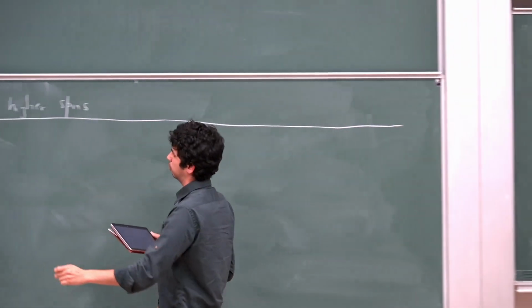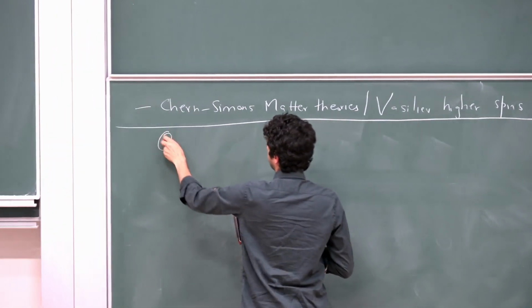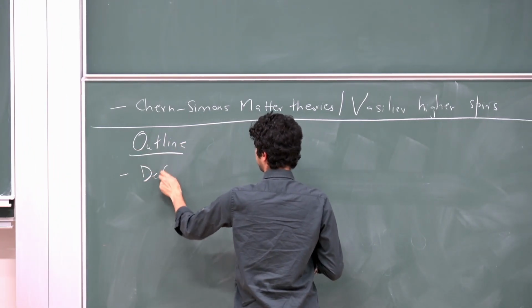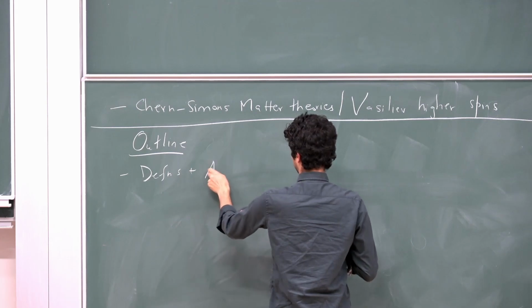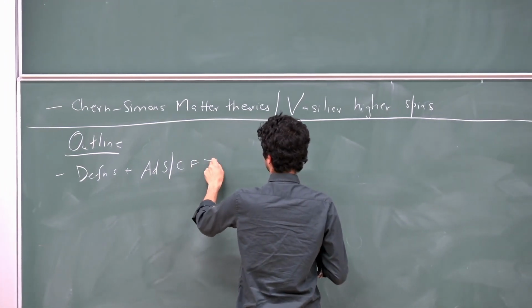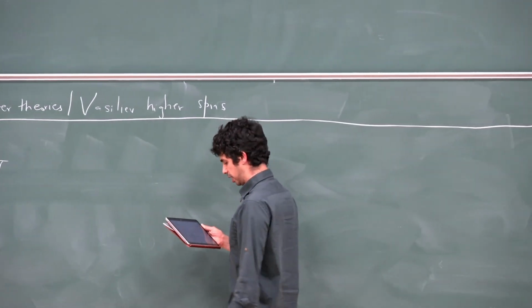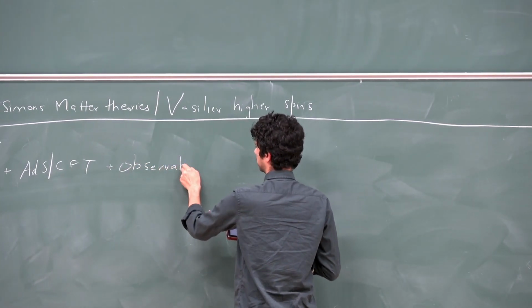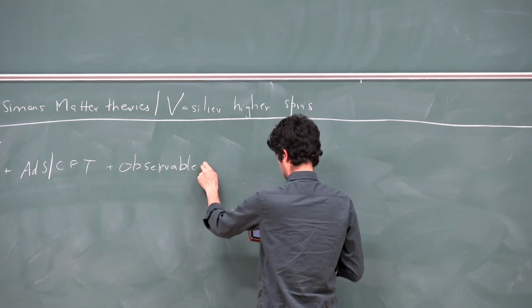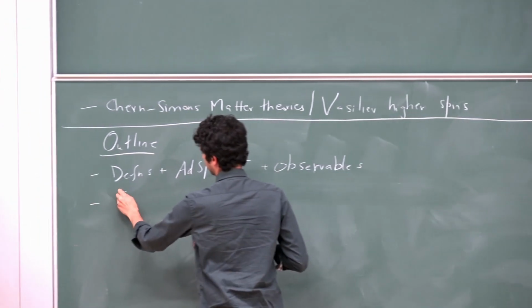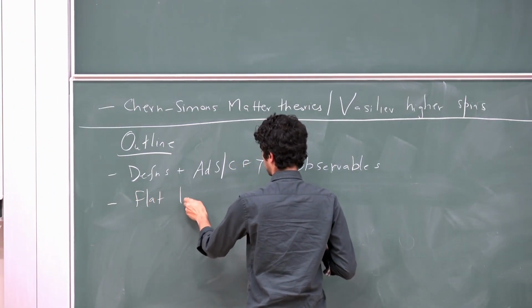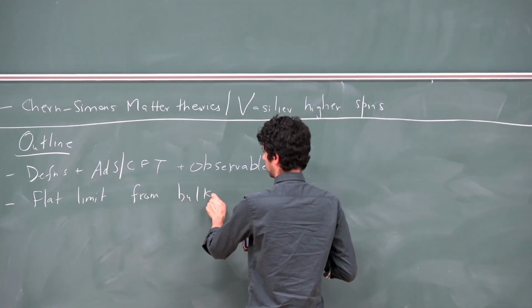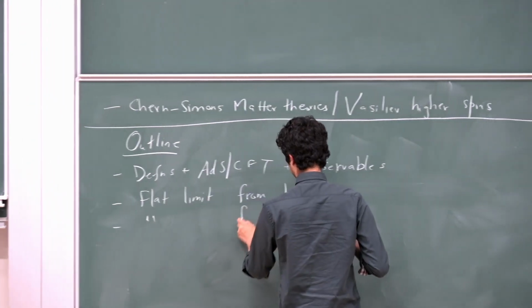Let me start with the outline. So first I'll define everything, and then I'll review a few basic facts about AdS/CFT, and then tell you how we compute observables here. And then I will tell you about the flat limit from the bulk perspective, and finally from the boundary perspective.